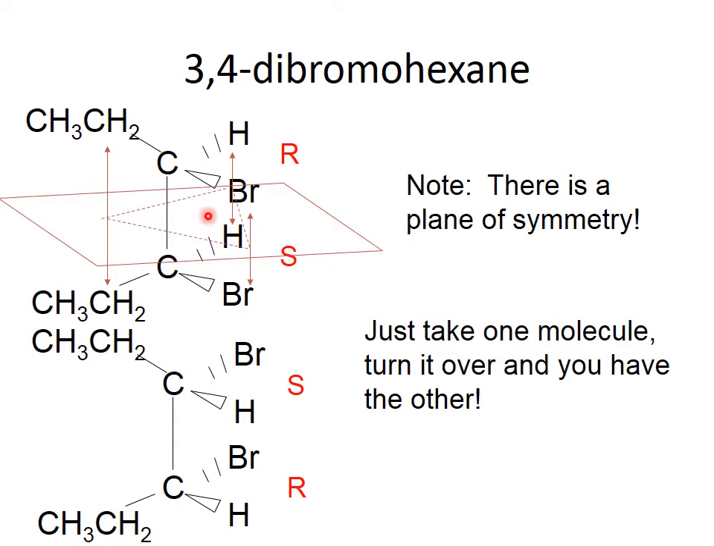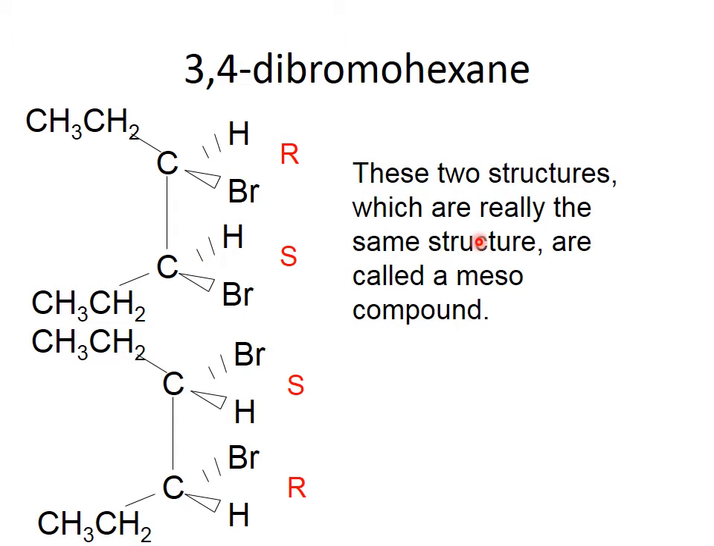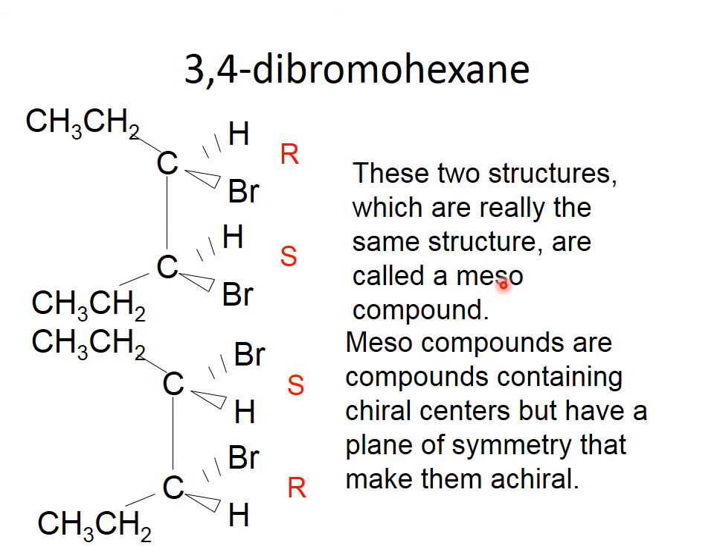This plane of symmetry is what takes away the chirality. You can take this molecule, turn it over, flip it, and put the S up, and it becomes this molecule. These two structures, they're the same compound. We call them a meso compound. Meso compounds have chiral carbons, but they have a plane of symmetry that makes them achiral.